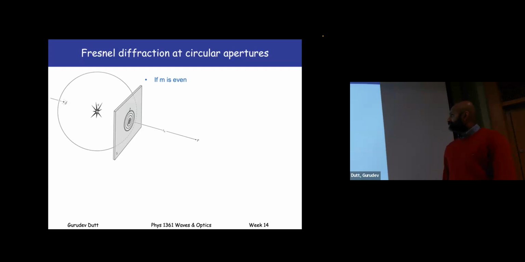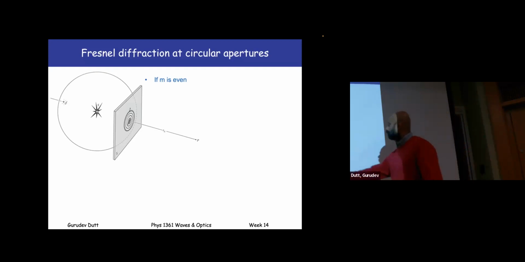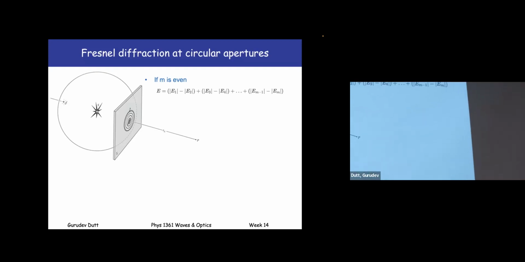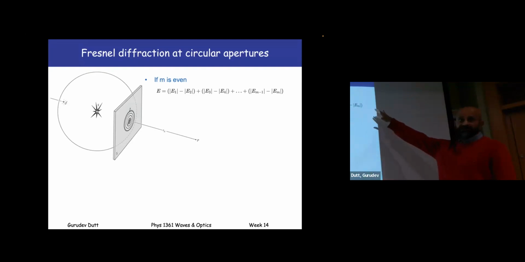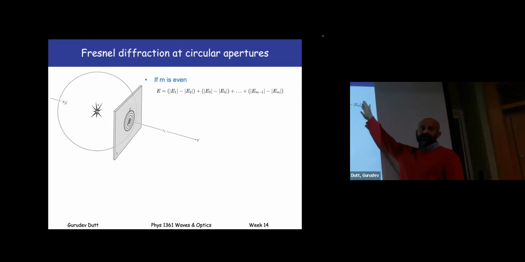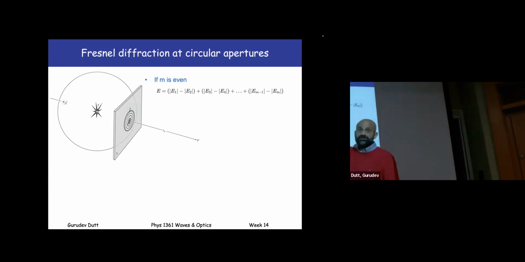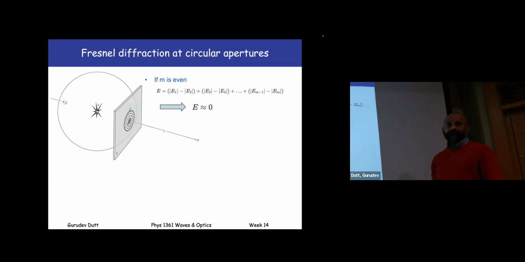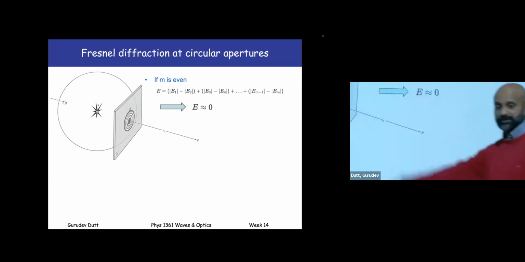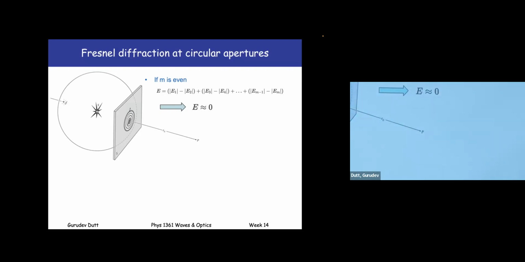Okay. So if M is even, if the number of zones that are enclosed by the radius of this aperture or the diameter of this aperture is even, then we know that the total sum E equals E1 minus E2, plus E3 minus E4, plus, up to, E(M-1) minus E(M). Well, we know that they are going to cancel pairwise. We know that E1 is almost equal to E2, E3 is almost equal to E4, etc. So E is roughly 0 if there are an even number of Fresnel zones in this aperture. The radius of the aperture is big enough that there are an even number of Fresnel zones. So the first will cancel with the second, third with the fourth, etc. And if M is even, then they'll cancel almost exactly.